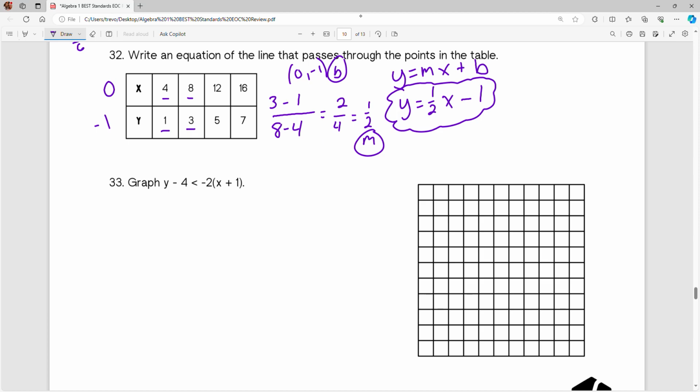And for you to practice this standard on IXL, the lesson is SSE.